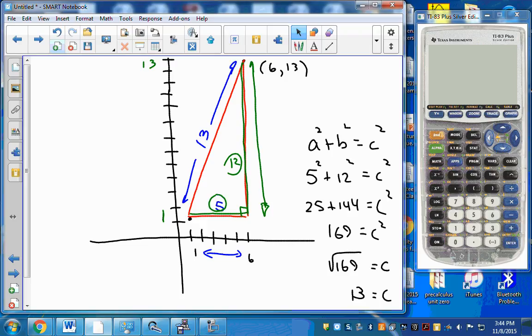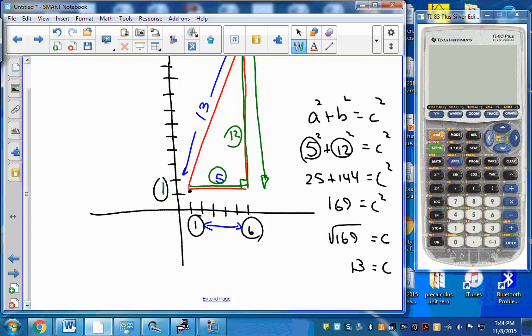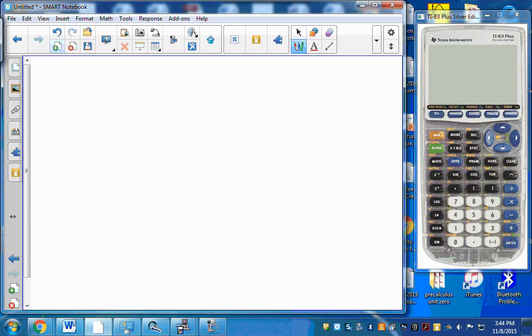Okay, how do you do this without drawing the picture? Well, the key was getting these numbers here. So how do I get the 5 and the 12? I subtract 6 and 1. How did I get the 12? I subtracted 13 and 1. So you're subtracting x's, you're subtracting y's, squaring them, adding them up, taking the square root. That's the distance formula. Let's do that on problem 119.